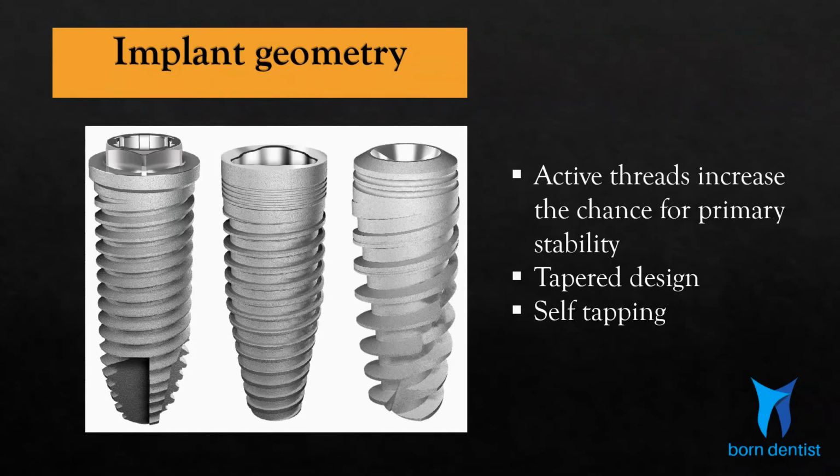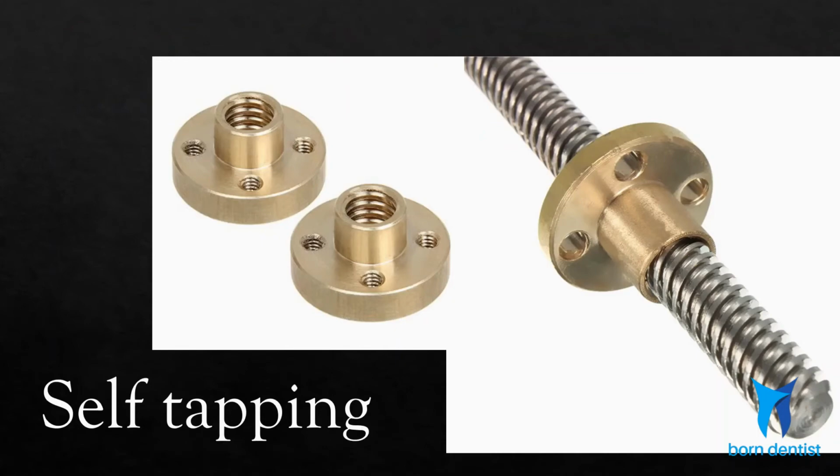All modern implants are self-tapping, which means you don't need to tap the bone before placement, except when you encounter D1 bone. Now what is tapping? Any threaded screw, if it has to pass through a hole, needs threads inside the hole, like you see here. Tapping is the procedure to create threads inside the bone osteotomy for easy insertion of implant. All implants available in the market now are self-tapping implants. These implants provide better primary stability and thus are more favorable for immediate loading.